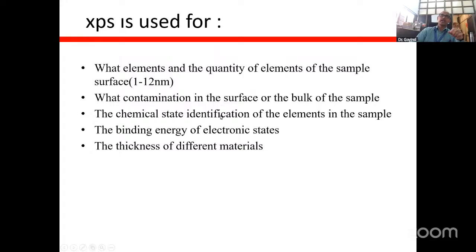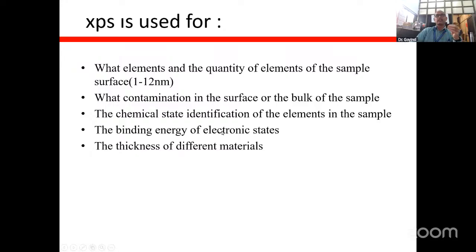Of course, the X-ray can penetrate up to 100 nanometers, but we get more useful information from the surface thickness of 1 to 12 nanometers. It's also used to examine contamination at the surface of any bulk sample. It's used for chemical state identification of the elements in the sample. That's called chemical composition. It also finds the binding energy of that particular electronic state of that material. And apart from that, we can also find out the thickness of the material.